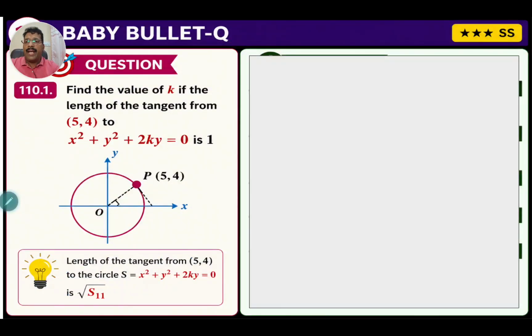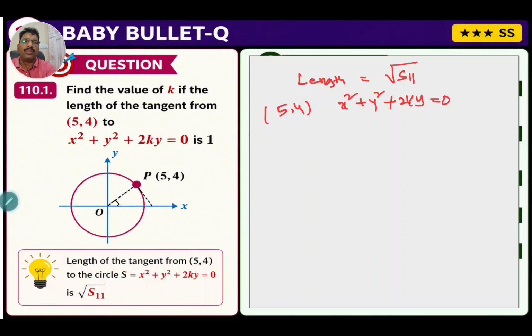Find the value of k if the length of the tangent from (5, 4) to x square plus y square plus 2ky is equal to 0 is 1. Length of the tangent. What is the formula for length of the tangent? Length of the tangent formula is under root S11. So to find length of the tangent, we require one point and one circle. Here point is given as (5, 4) and circle given x square plus y square plus 2ky is equal to 0.